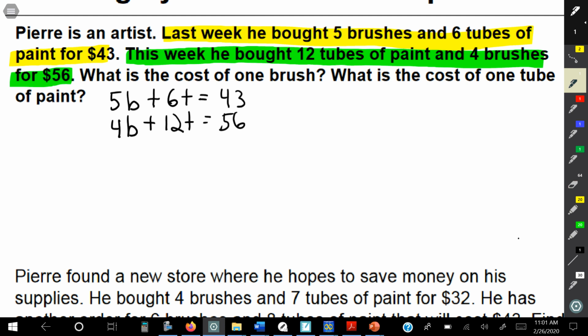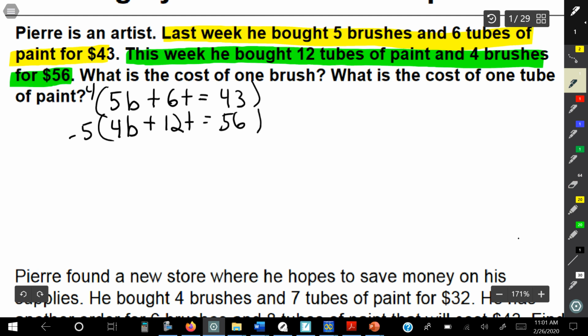Okay, now I'm going to go ahead and solve for either B or T. And what I'm going to do is use the elimination method. So I'm going to multiply both equations here. I'm going to multiply the top equation by 4 and the bottom equation by 5. And you have to make one of them negative. That way we can have the same number with different signs. So I'm going to make the bottom one negative here.